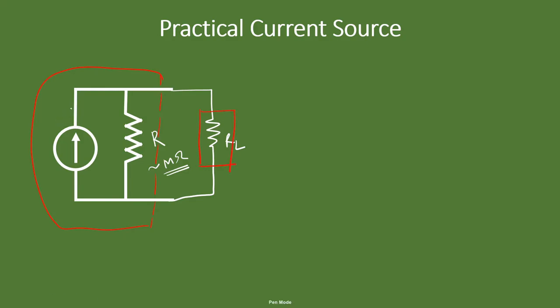Now what happens? Suppose the current source supplies current I to the circuit. Now some amount of this current I will pass through this internal resistance. Let us say it is a leakage current. So I would call it I dash, and the other part will pass through this external load, right? So let's call this load current IL. So IL is nothing but I minus I dash. That is very simple to understand.